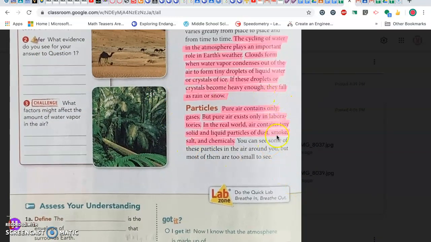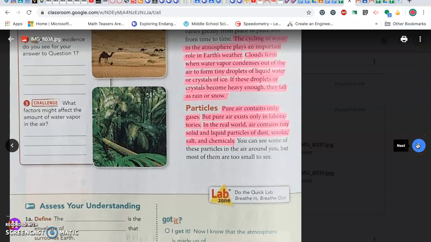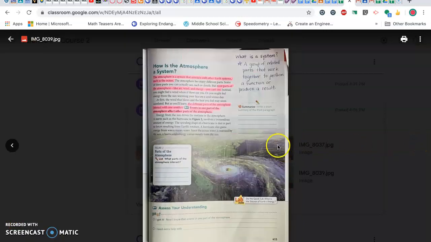It says also here, one other thing that we have to consider that's in our air, and we don't really always think about this, but while pure air contains only gases, that really only exists in laboratories. So if you think about it, when we're out in the world or even in your home breathing air, there's other things that are in the air other than just the gases that make up the air or water vapor. You also have tiny particles of dust, you have some smoke, you have salt that's in there, you also have chemicals. So sometimes on a sunny day, depending on how the light's coming through the window, you can see dust that's suspended in the air. But most of the time, these particles are so small that we don't really see them. We can't really know that they're there, but they are there and we are breathing them in.